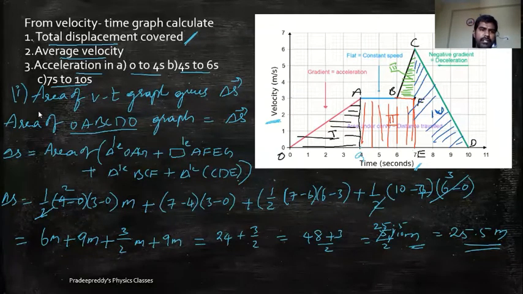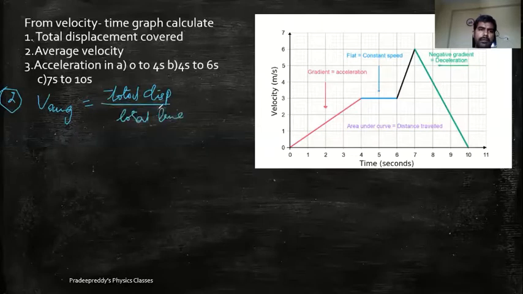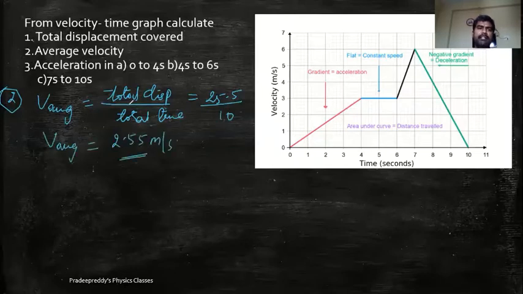V average, question number 2. V average is equal to total displacement divided by total time, right? Total displacement is 22.5, sorry, 25.5 divided by total time, it is 10 seconds. So V average is equal to 2.55 meter per second. This is average velocity.